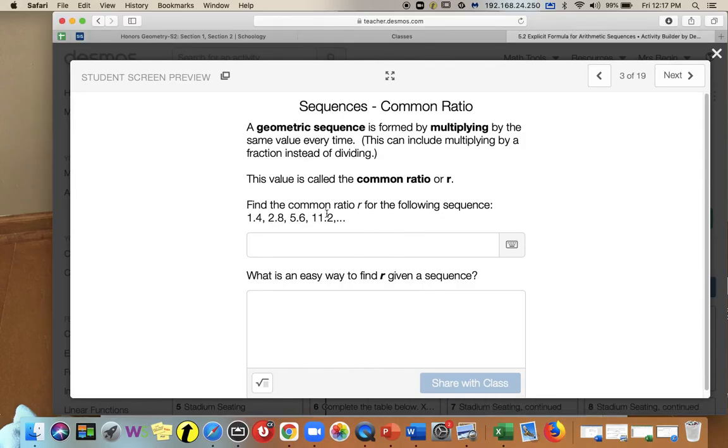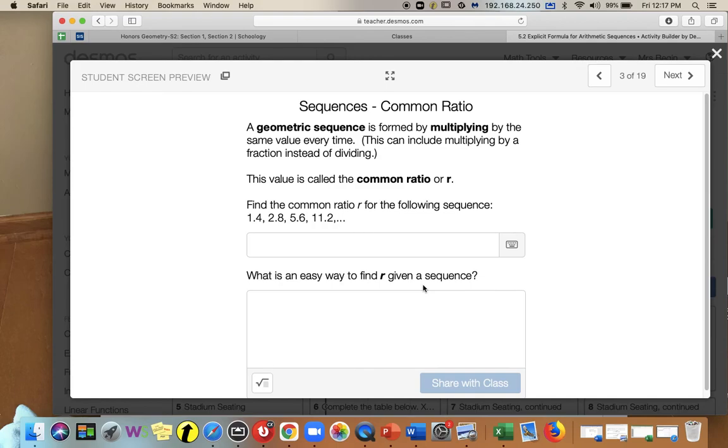So let's find the common ratio for this sequence. Again, if we don't know what it is, we can take any number and divide by the number before it. So if I take 11.2 and divide by 5.6, I'm going to get 2. Oops, I popped up my calculator here. If I take 5.6 divided by 2.8, again, I'm going to get 2.